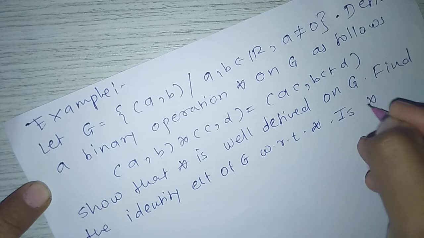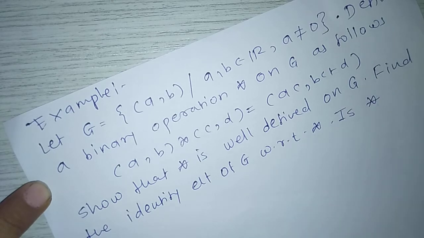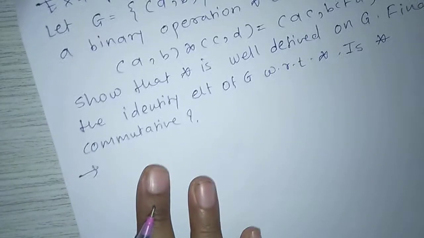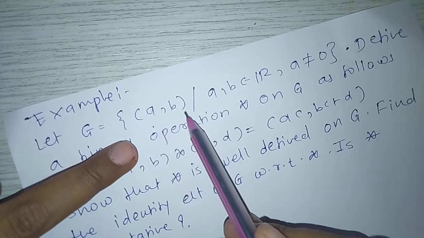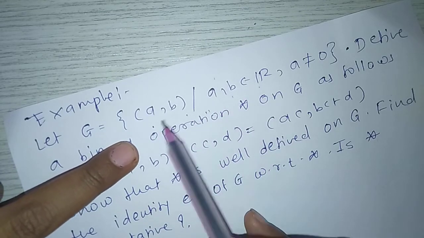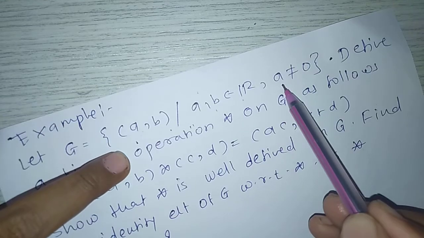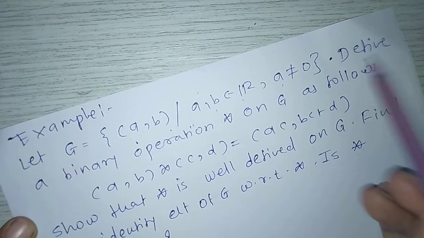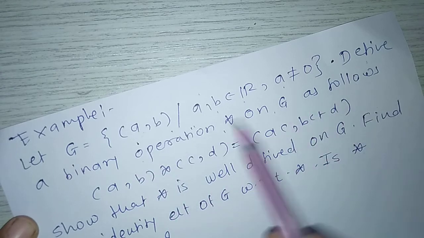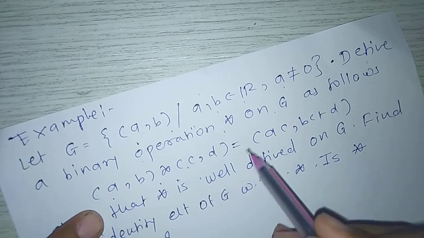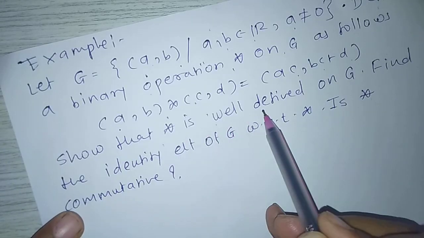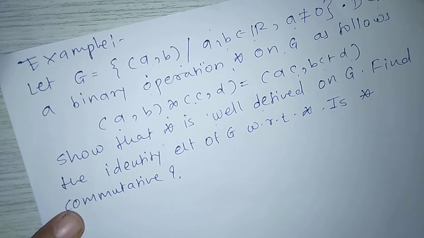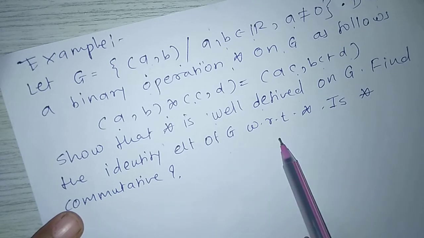Next, is star commutative? Now here the given set is G. G is defined as the set of (a, b) such that a, b belong to R and the first entry of this bracket is not equal to 0. Define a binary operation star on G as follows: (a, b) star (c, d) equals (ac, bc plus d). Show that star is well defined on G. Also find the identity element of G with respect to star.